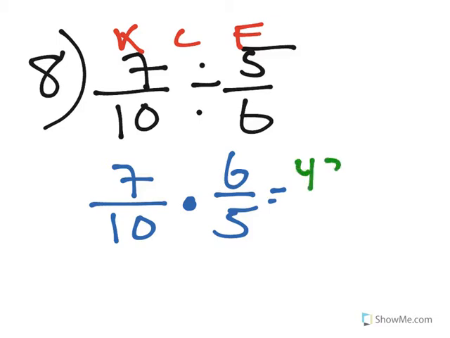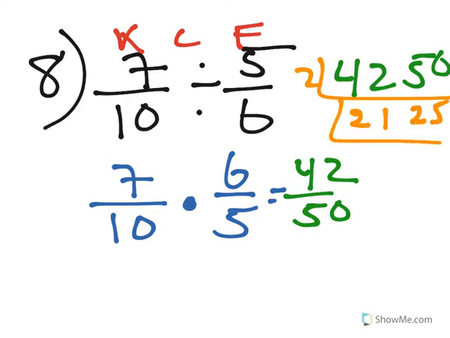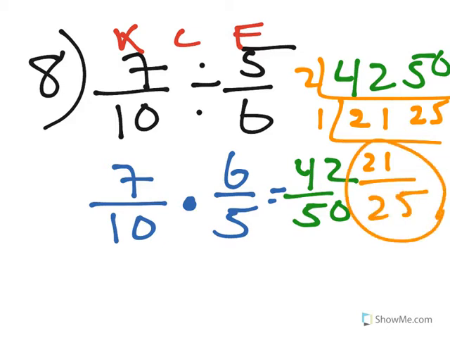I'm going to get 42 over 50. So I'm going to have to simplify that. I can put it in my sled. What goes into 42 and 50 is 2. 2 goes into 42 21 times. 2 goes into 50 25. The only thing that goes into 21 and 25 is 1. So my answer, 21 over 25, is the correct answer in simplest form.